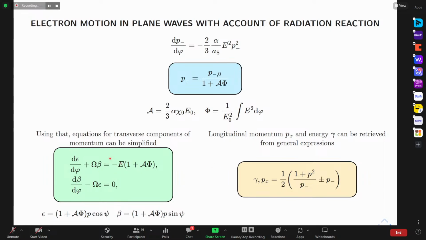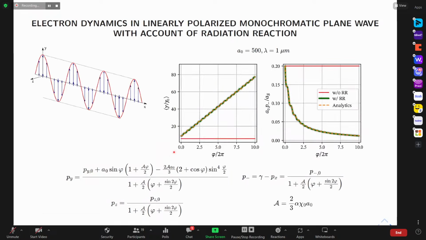And I think that there is even a general solution to this simple system, but I'll just consider a couple of special cases where the solution is even more simple. So the first special case is linearly polarized monochromatic plane wave. And here you can see the solution that we get from the previous slides. And it's written in a really compact form.